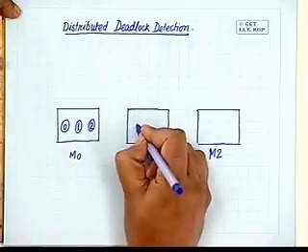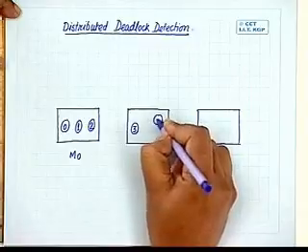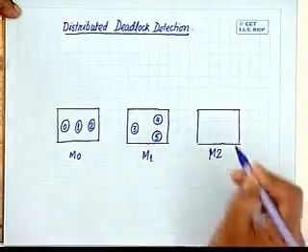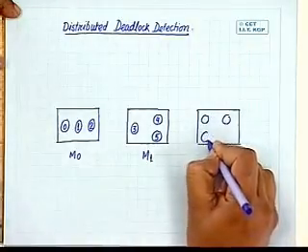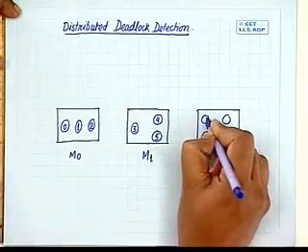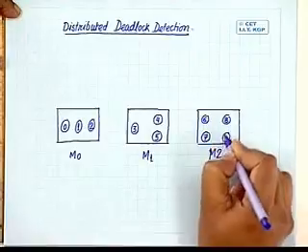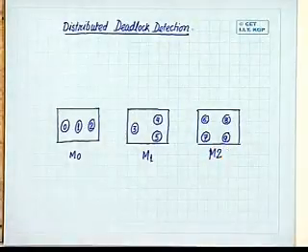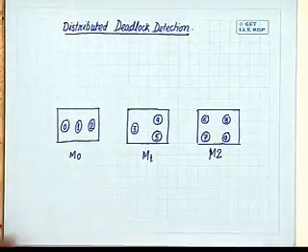Here again we have 3 processes, 3, 4, and 5, and we assume that here there are 4 processes, process 6, 7, 8, and 9. Okay. So the problem that we took was something like this.